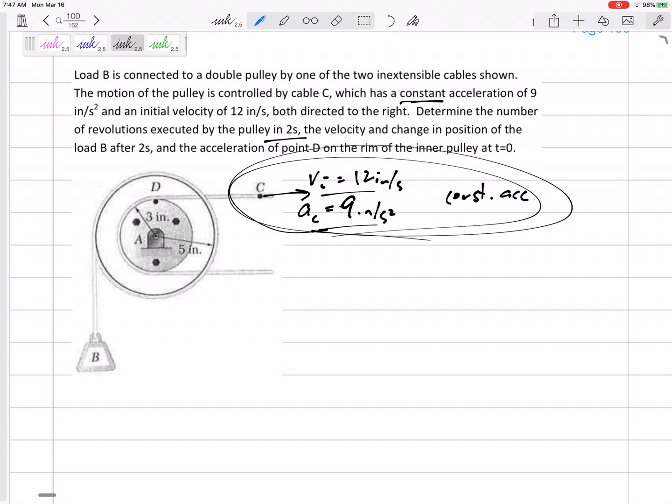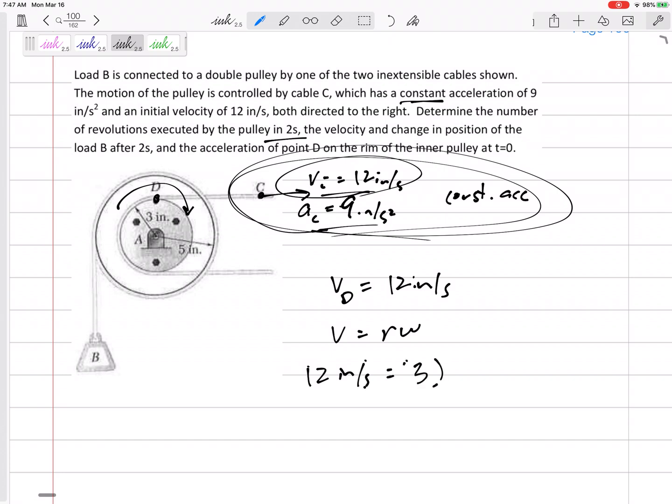Well, if the velocity of point C is initially 12 inches per second, the velocity of D is also initially 12 inches per second. Could I jump that to the initial omega? Well, I know that v equals r omega. So if I know 12 inches per second, and I know I'm looking at point D, the radius is 3, then omega initially is 4 radians per second. All right, so let's talk about this a second. Is that the omega of the inner pulley or the outer pulley? We have two pulleys that are fixed together.